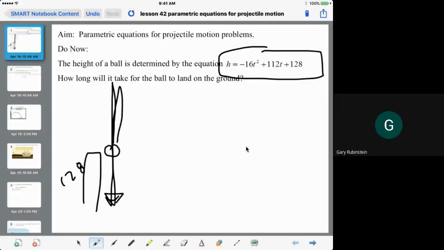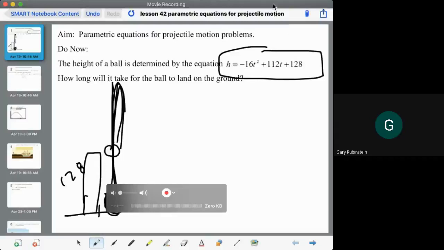So here's a warm-up question. If the height of this ball is determined by the equation h equals -16t squared plus 112t plus 128, how many seconds will it take for the ball to hit the ground, which is over there? It's going to go up, and then down. Now, these numbers were chosen so that this would work out nicely. So everyone take a couple of minutes to think about that question.